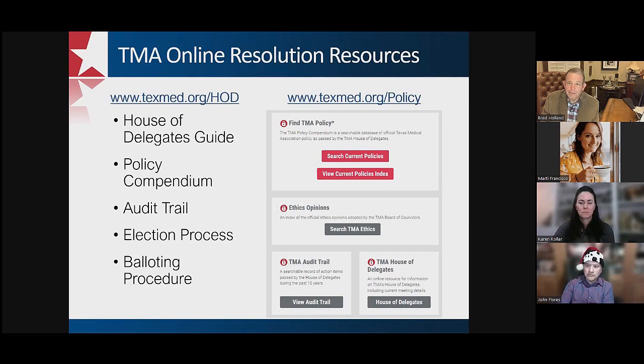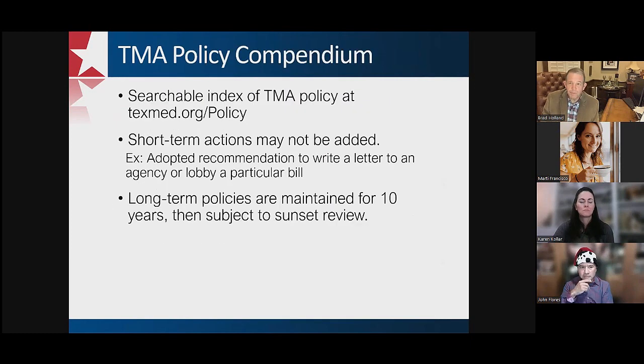And just to follow up on that policy compendium, the next slide talks very briefly about that. It is a searchable index of all TMA policy. Short-term actions may not be included, such as if we pass a resolution that says we should write a letter to an agency or lobby on a particular bill. That may not be in the policy compendium, so we don't say that we're going to lobby on HB 3465 from the 82nd legislature or something that was 10 years ago. But everything else is, and long-term policies are maintained for 10 years and then subject to sunset review.